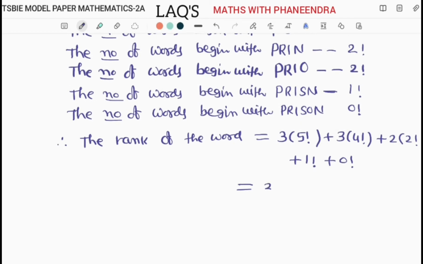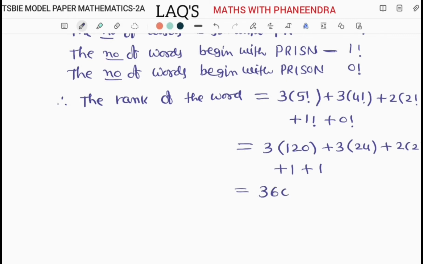So which is equal to 3 times 5 factorial, means 120, plus 3 into 4 factorial, means 24, plus 2 into 2 factorial, means 2, plus 1 factorial means 1, 0 factorial means 1. So 120 into 3, so 360, plus 24 into 3, 72, 2 into 2, 4, plus 1 plus 1. So 360 plus 72, 432 plus 6, which is equal to 438. Therefore the rank of the word prison is 438.